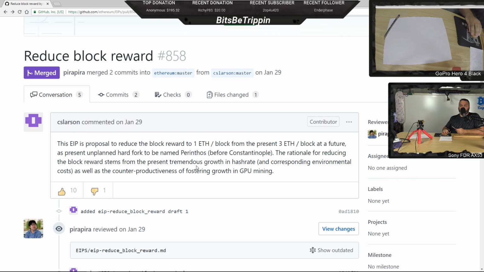The rationale for reducing this block reward stems from the present tremendous growth in the ETH hash rate and the corresponding environmental cost, as well as the counterproductiveness of fostering the growth of GPU mining. A lot to say about that one, but that's that one for right now. We're just going to go through these, and we'll keep opinions out of it right now. I will come back through that.